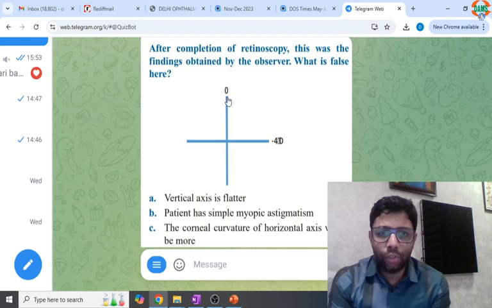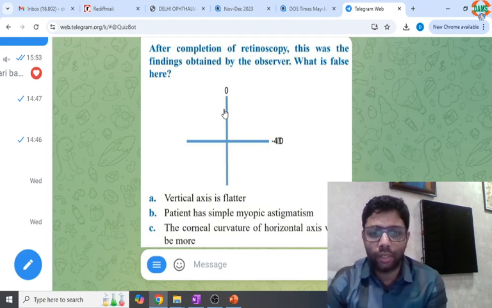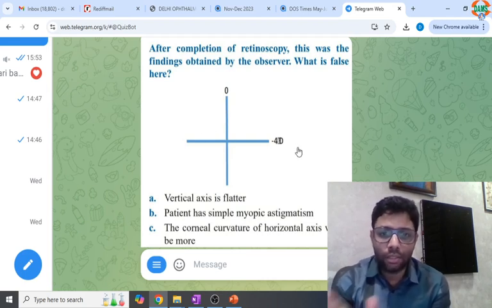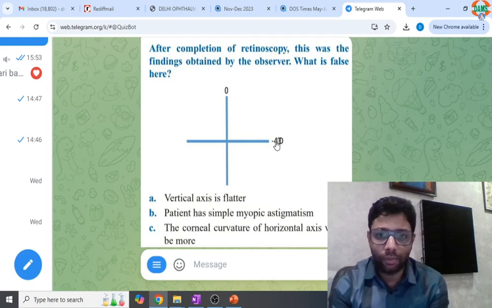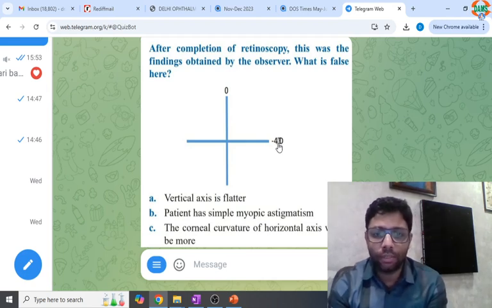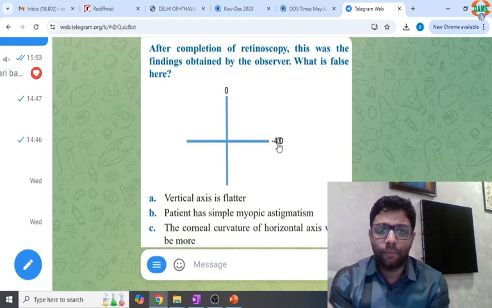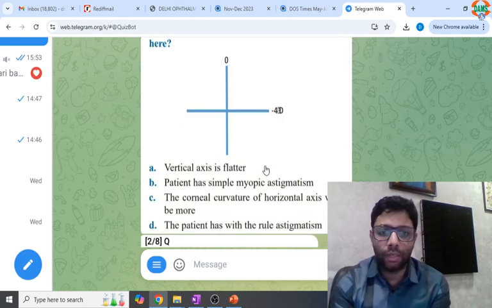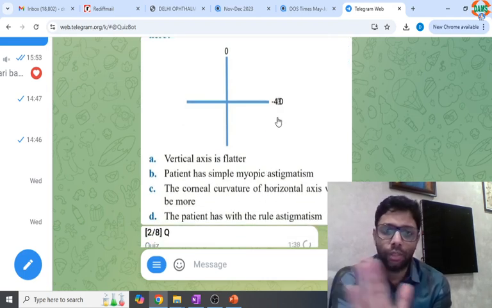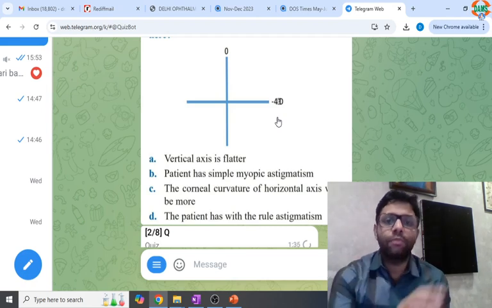Now this is the keratometry after completion of retinoscopy. The vertical axis is 0, which means on the vertical axis the rays are focused on the retina. In the horizontal axis the rays are focused in front of the retina. Why? Because you are giving minus, and minus means diverging. So it is simple myopic astigmatism.